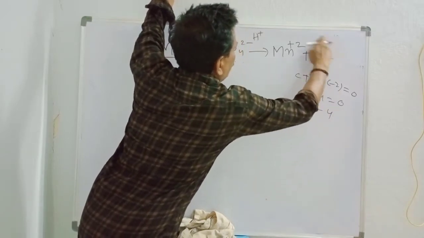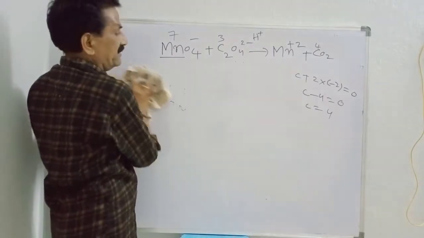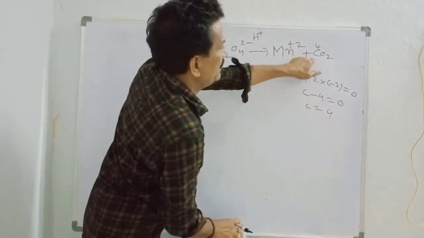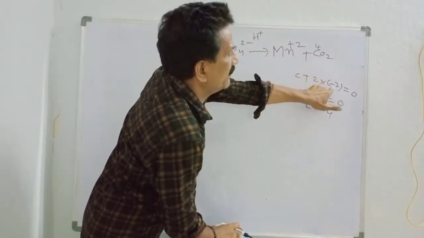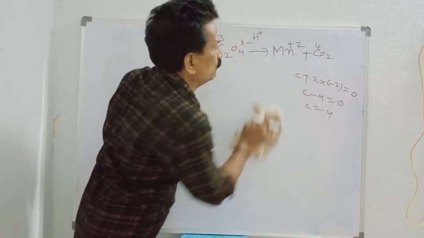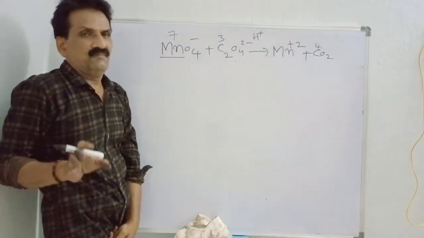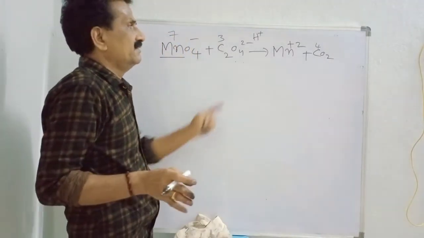So carbon 4. So your chemistry sir has C2O4 2 minus: 2 into minus 2 is equal to 0. C minus 4 is equal to 0. C is equal to 4.